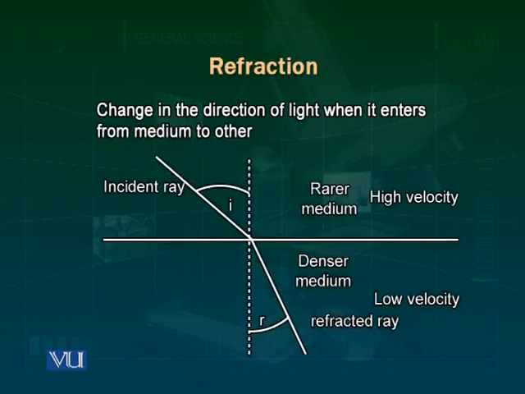We said that when light enters from a lighter medium to a denser medium, it bends, it changes direction. And we use this aspect to form lenses. If it is bending towards the normal, we are going from a lighter medium to a denser medium. If it is bending away from the normal, we are going from a denser medium to a lighter medium.